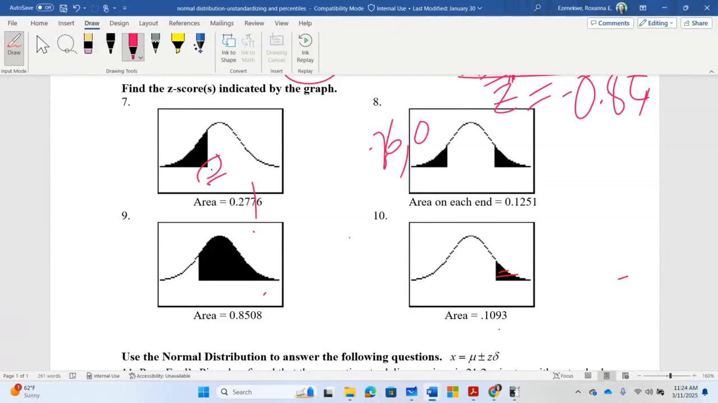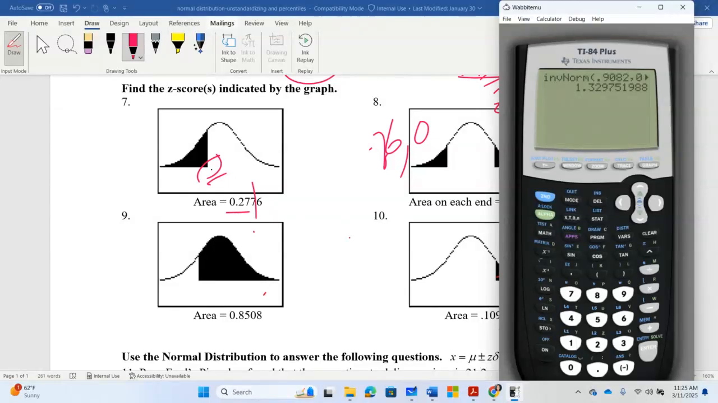Find the z-score indicated by the graph. They gave me the area, they drew the graph for me, they shaded the region, and this number 0.2776 is actually less than 0.5. That means the z-value I'm going to get will be negative. So I can just use my calculator or use the chart. I'm going to use my calculator first.